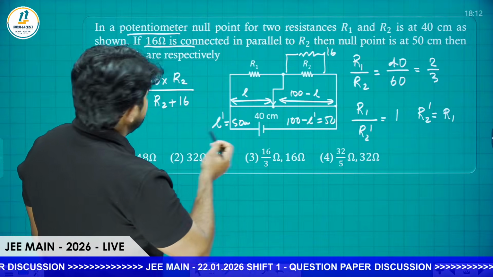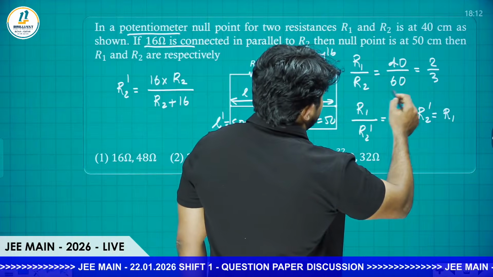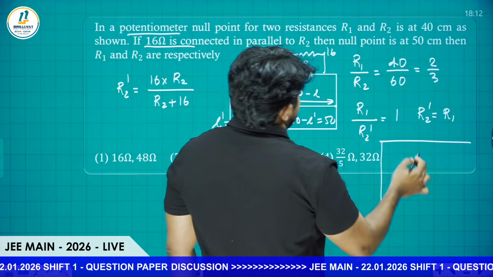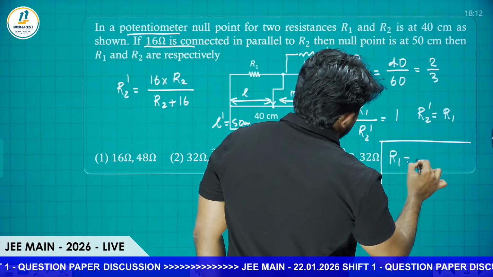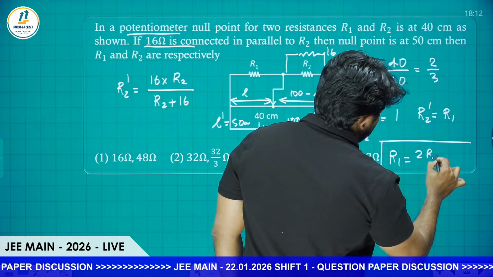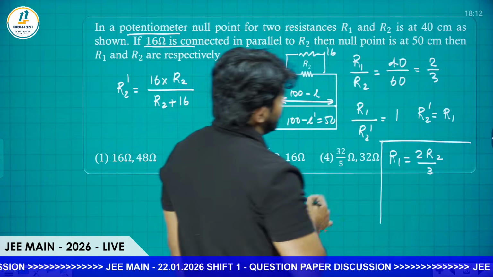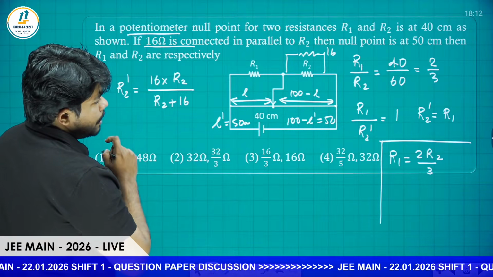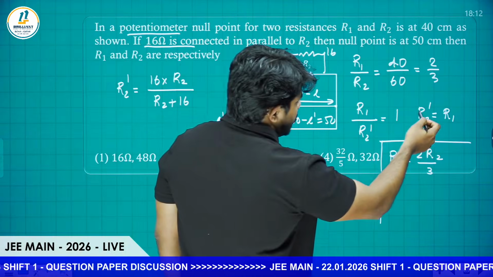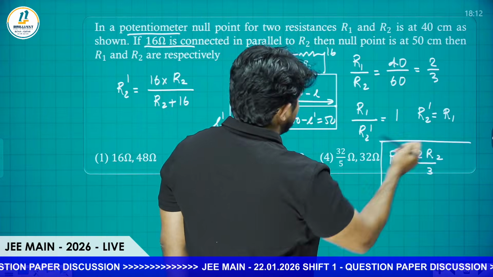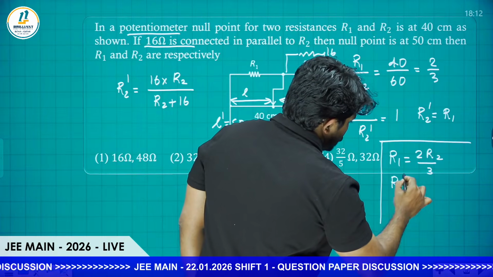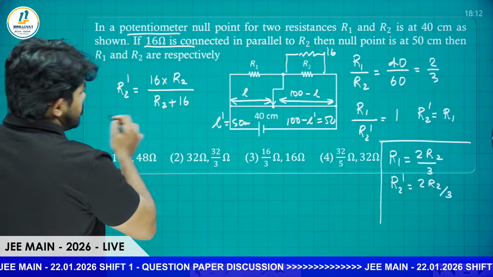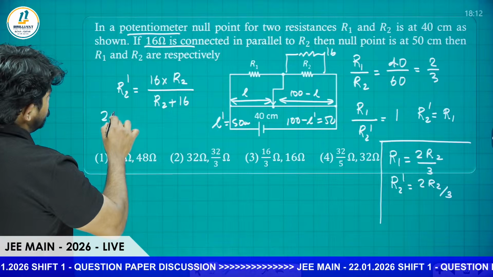I'm going to find R1 from this. What will be R1? That will be 2R2 divided by 3. Just substitute back here, because R1 and R2 dash are equal, right? R1 and R2 dash are equal. So I can write R2 dash is also equal to 2R2 by 3. Okay, so I can substitute back here.